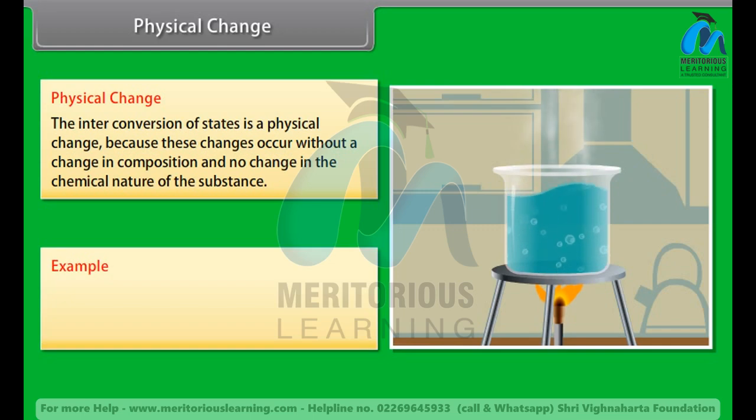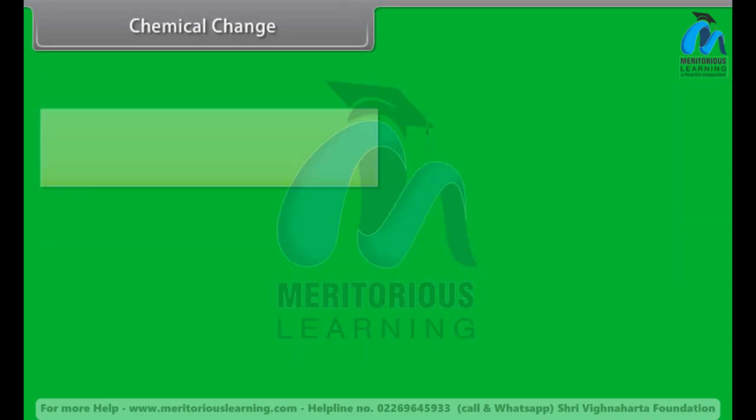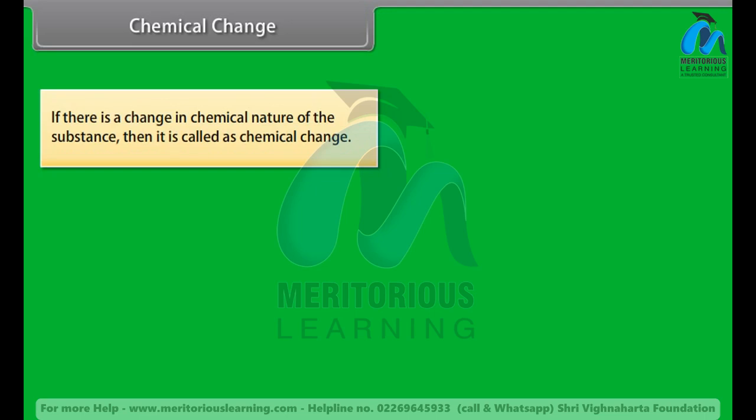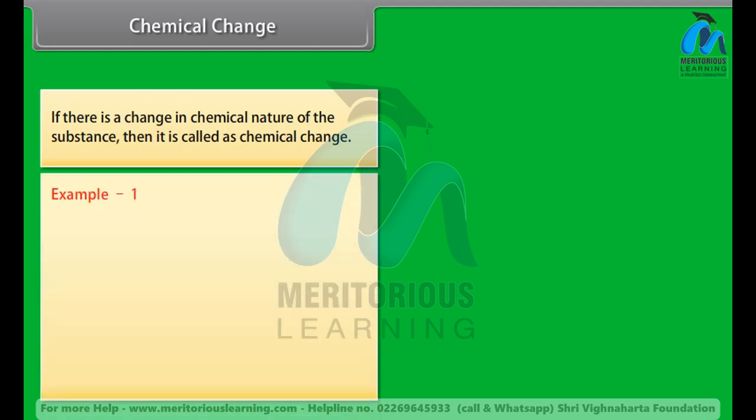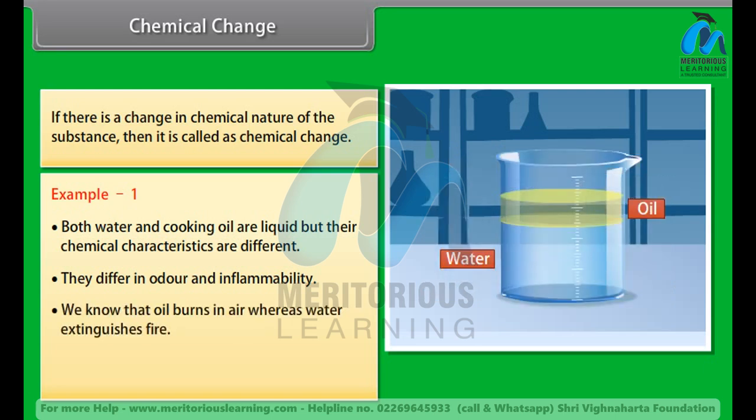For example, although ice, water, and water vapor all look different and display different physical properties, they are chemically the same. Chemical change: if there is a change in chemical nature of the substance, then it is called chemical change. Example 1. Both water and cooking oil are liquid, but their chemical characteristics are different. They differ in odor and inflammability. We know that oil burns in air, whereas water extinguishes fire. It is the chemical property of oil that makes it different from water.